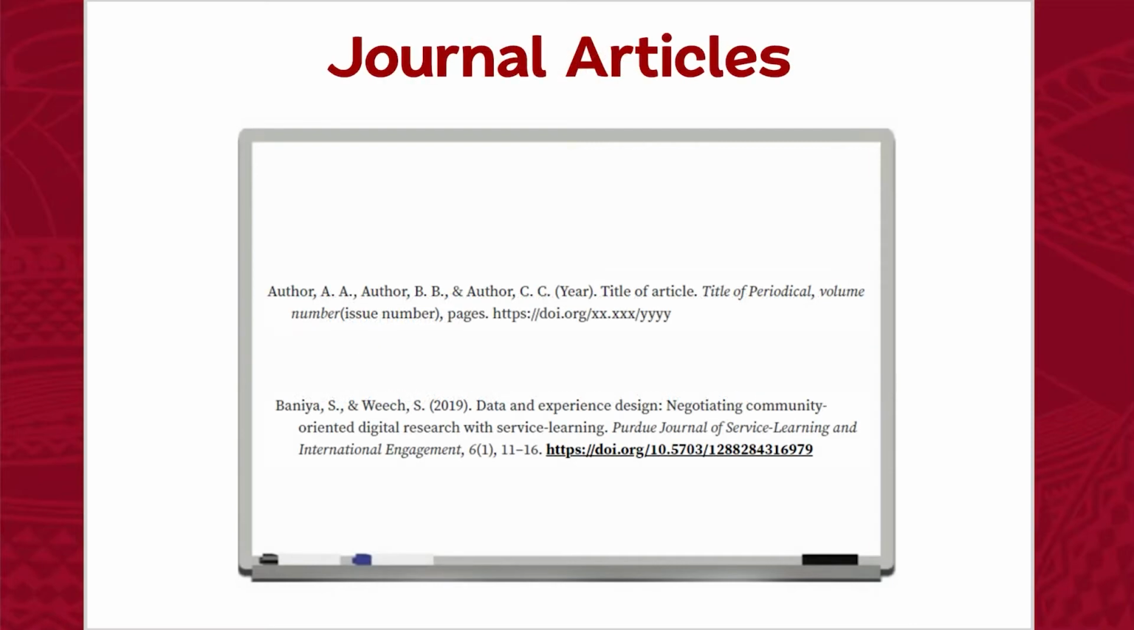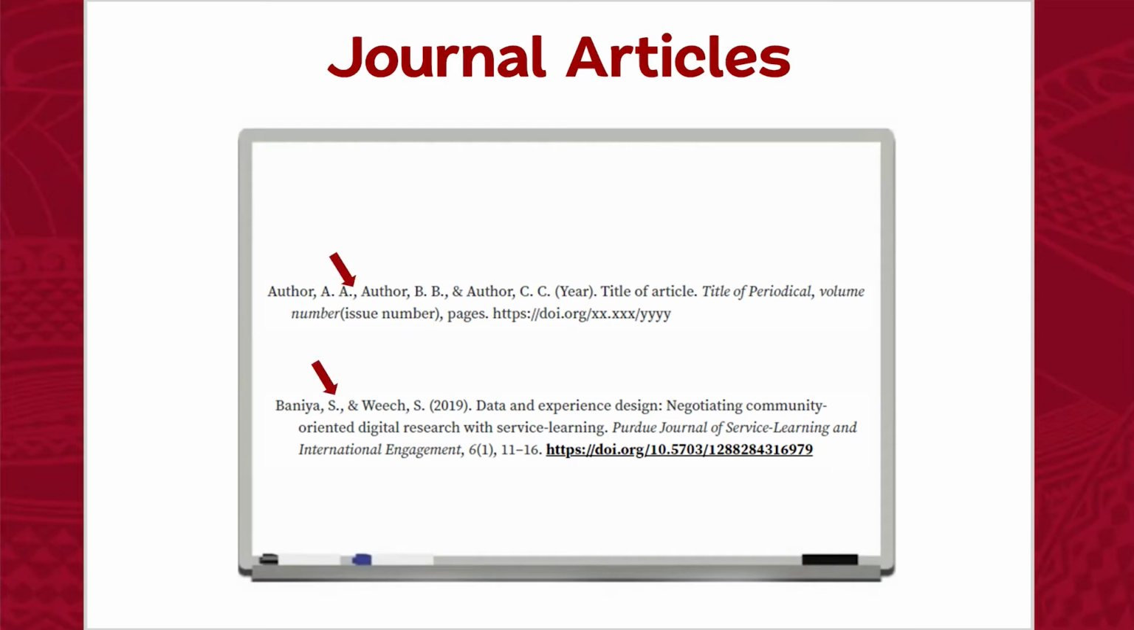Next, let's try creating a citation for a journal article. As with books, begin with the author's name and year of publication. This is followed by the article title, then the title of the journal in italics, along with the volume, issue number, and page numbers. In the case of multiple authors, up to 20 authors, each author's name is separated with a comma.